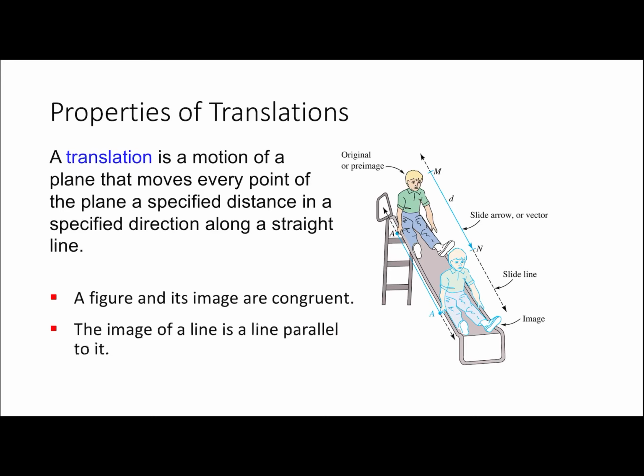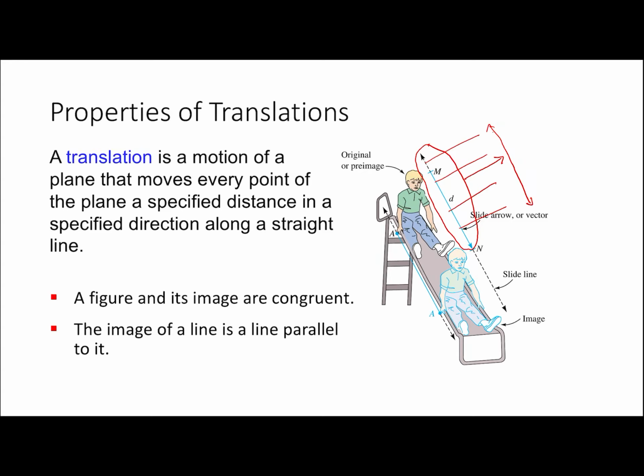And then notice that the image of a line is a line parallel to it. In other words, let's say you were to take this line here, we'll call it line D. If you were to shift or slide it, let's say this direction, well, when you draw that new line, because every point moved the same distance, that new line or that image is going to be parallel to the original. Okay, so that's what that says.